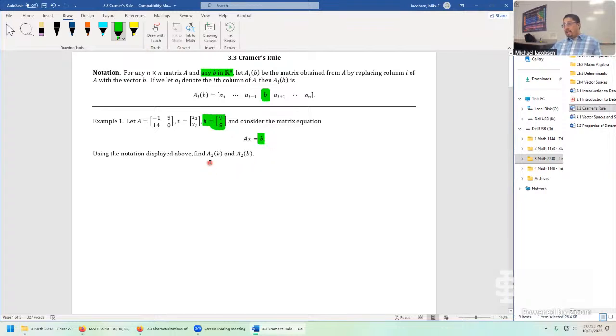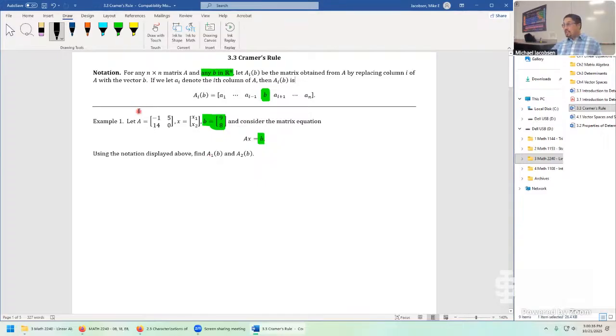And that's what A1B, A2B would mean. These are the components that we're going to be using in Cramer's rule. It's kind of like when we were doing determinants and A13 meant delete column 1, row 3. This time going A1 and then parenthesis B just means insert the vector B in that column, where the subscript is going to say where the insertion happens.